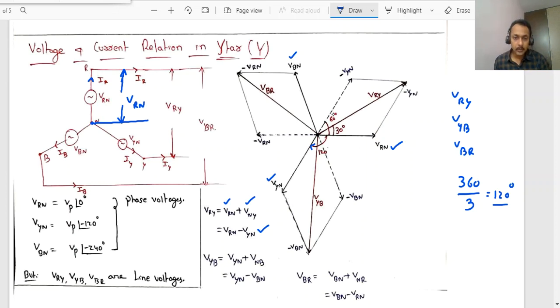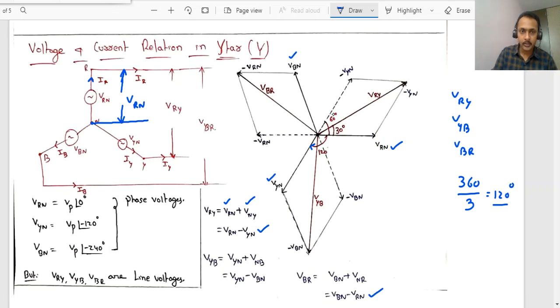Similarly VYB also. VYB can be written as VYN plus VNB. Now VNB is nothing but minus VBN, right? And VBR equals VBN plus VNR. It is also equal to VBN minus VRN.